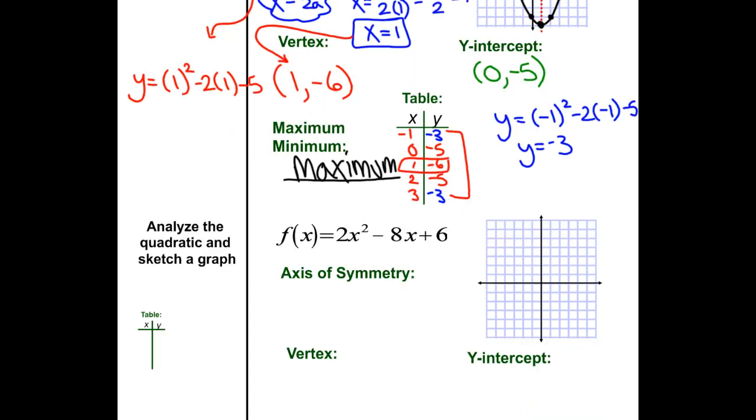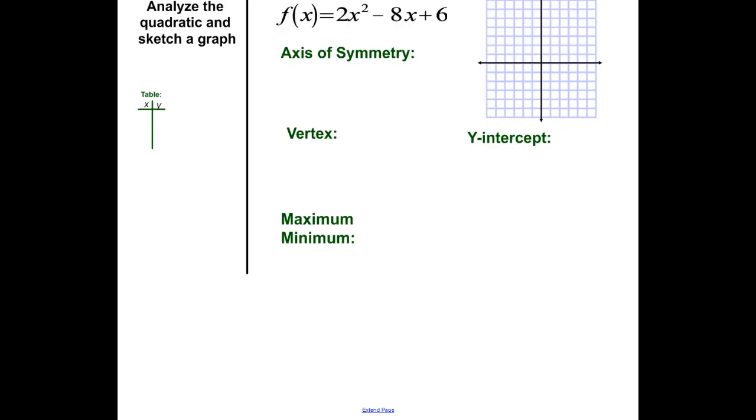All right, let's try another example. That one might have been a little confusing. Let's try one more. So if I have f of x equals 2x squared minus 8x plus 6, let's graph that. So first thing we need to do is find our axis of symmetry.